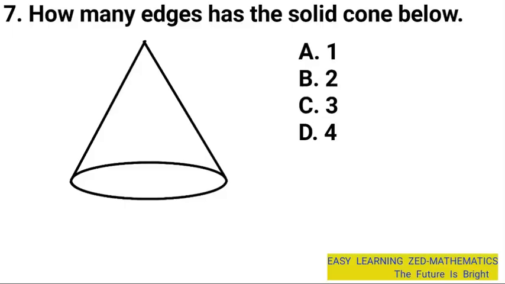Question 7 was, how many edges has the solid cone below? You need to look at the cone down here, study it, then state the number of edges this cone has. Basically, the number of edges the cone has is just a fact. It has 1 edge. So the correct answer is A, 1. Okay, so let's go to the next question.